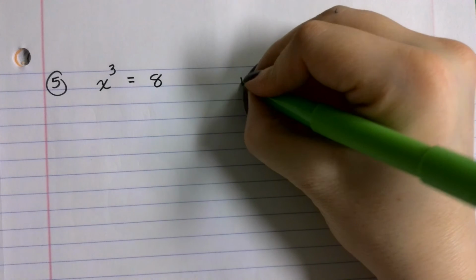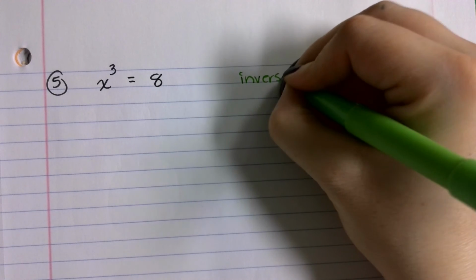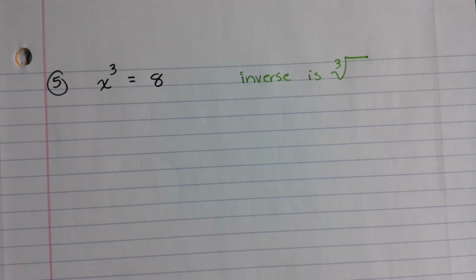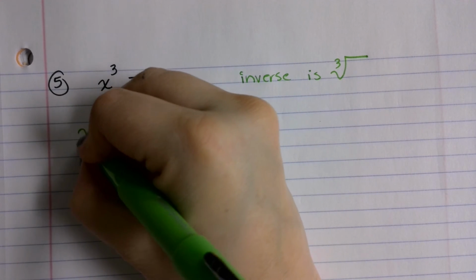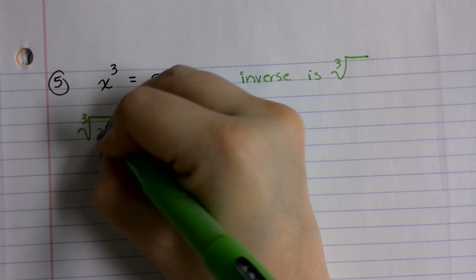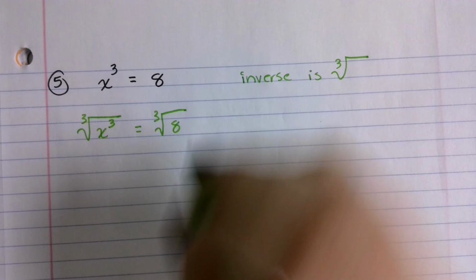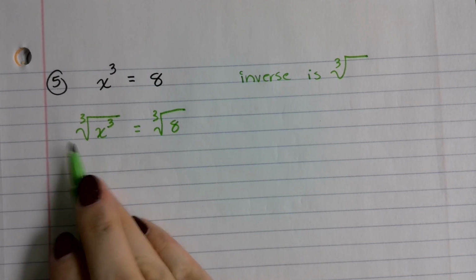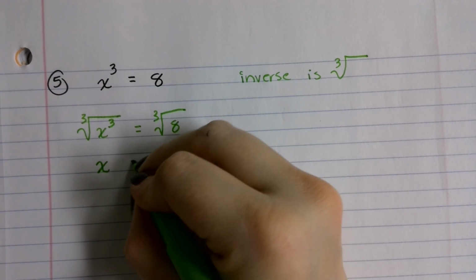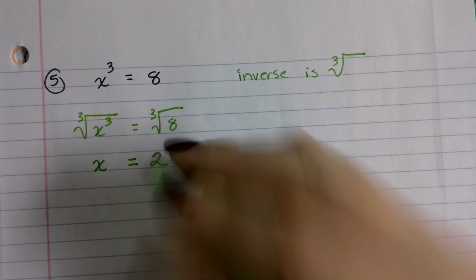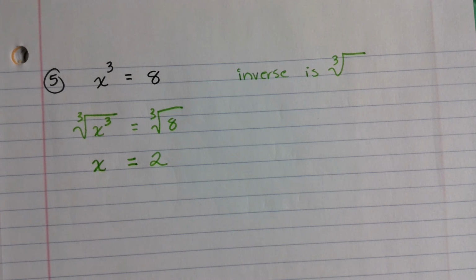Okay, so if I give you x to the third power is equal to 8, again, your inverse is going to be a cubed root. So that means you need to take the cubed root of x to the third power and take the cubed root of 8. The cubed root of x to the third power just gives you x by itself, and then the cubed root of 8 gives you 2. So x would be equal to 2.